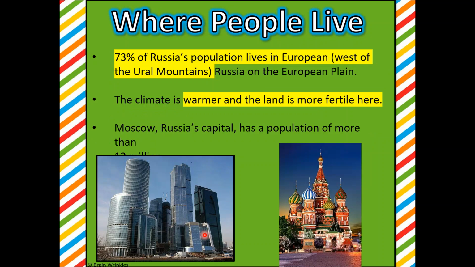People live in Moscow. 73% of the Russian population lives on the European side of Russia, because the climate is warmer and the land is more fertile, meaning the land is more arable. Now, guys, again, the Ural Mountains are the key. Most people live west of the Ural Mountains, where the climate is warmer.